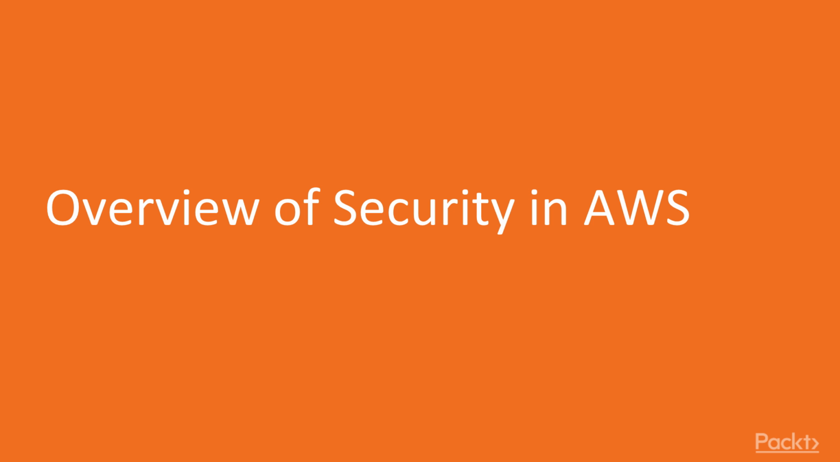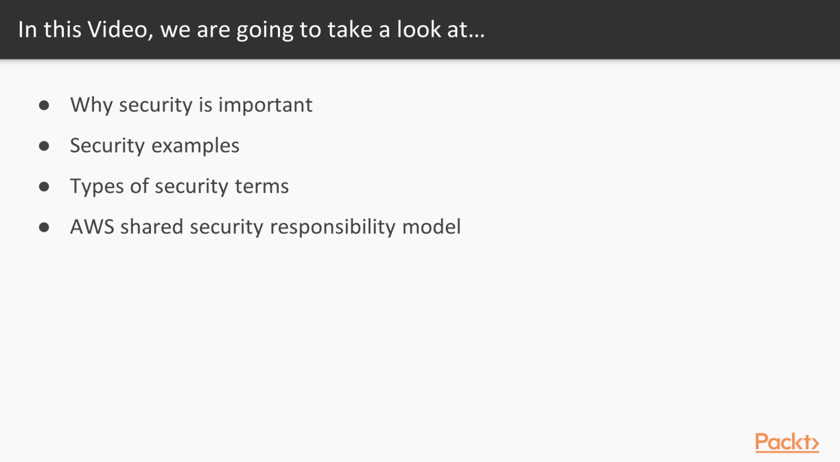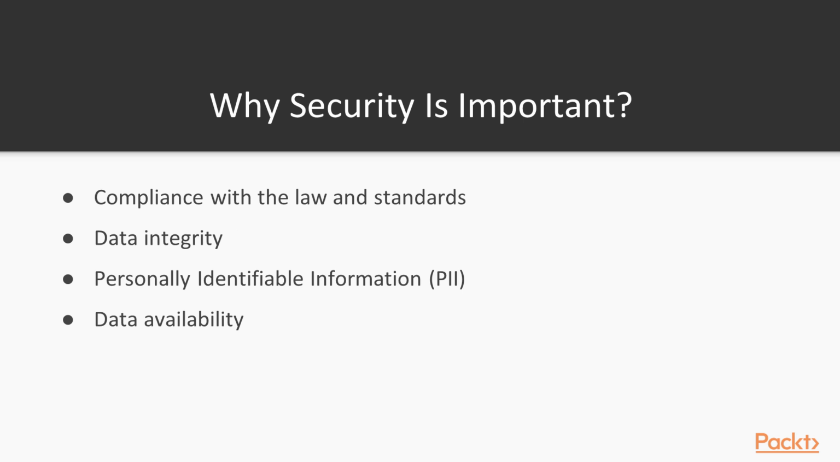In this video, we are going to provide an overview of the security in AWS. We are going to take a look at why security is important, provide some examples of security, discuss the types of security terms that are important, and talk about the AWS shared responsibility model. So why is security important?